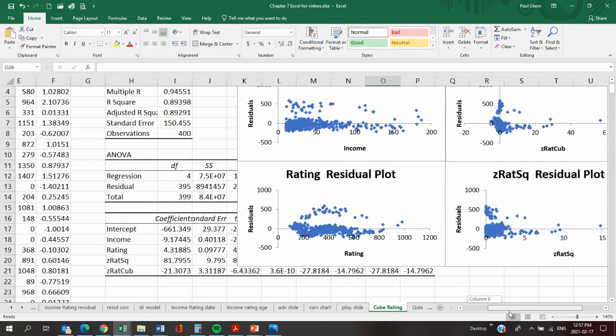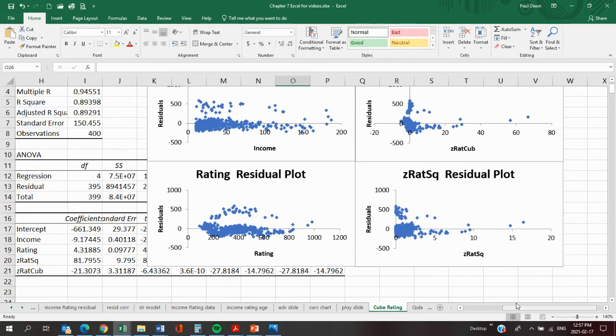And if I look at my plots for income, it's pretty flat, which is the way I'd like it to be for my residuals, but I've got these odd people up above. I'll have to deal with that. For rating, it's still twisty, but it's tighter. It's not quite as bad as it was before, and it's still got these odd guys up above. And then I get this odd thing for these guys. I don't know what to do with them.